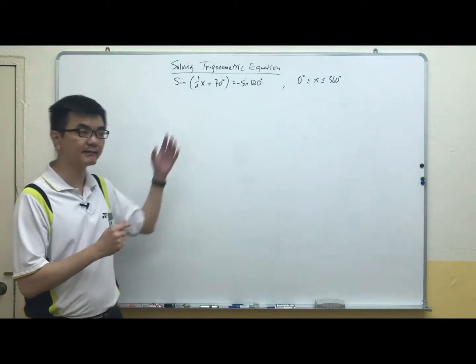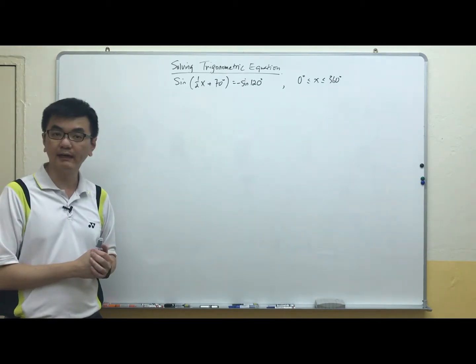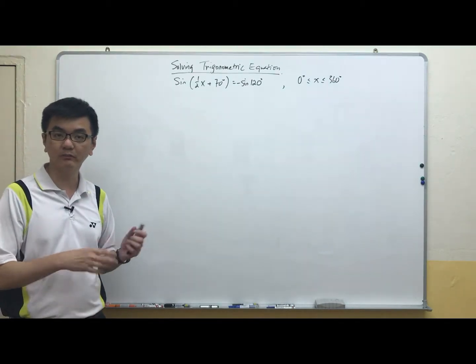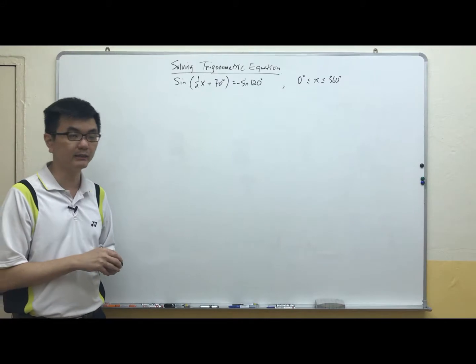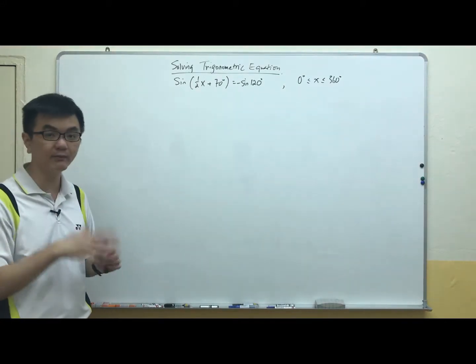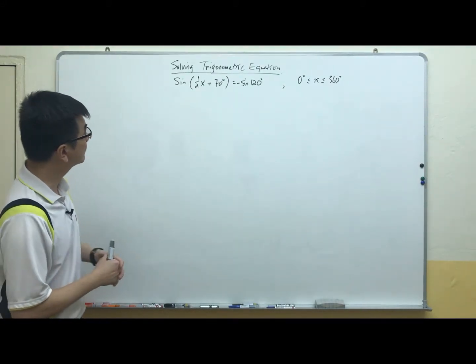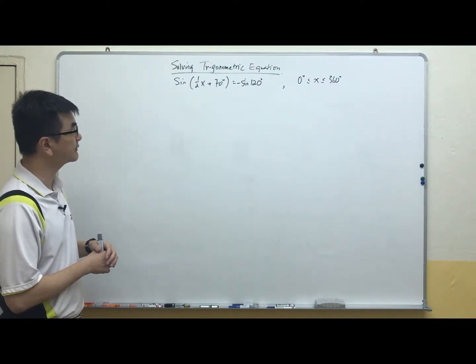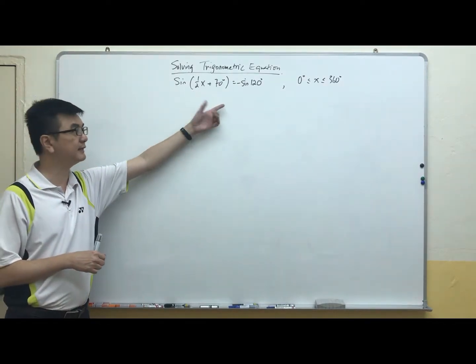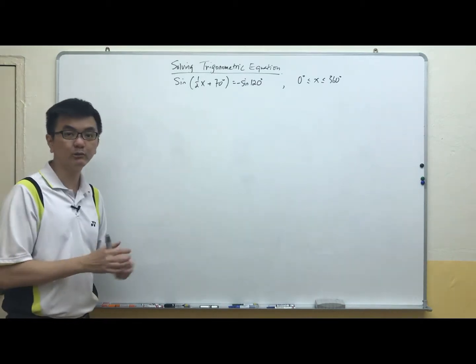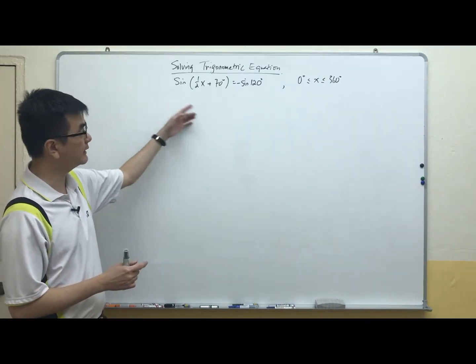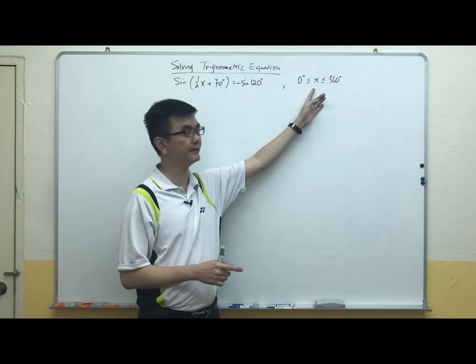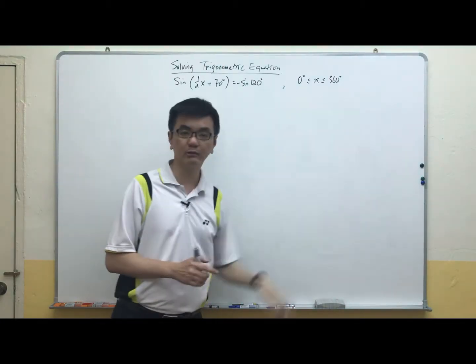Let's take a look at this example to see how we can apply the rules of trigonometry to solve such an equation. Our objective in this case is to find x. I have sine of half x plus 70 degrees equals minus sine 120 degrees, and in this case, my x is an angle between 0 and 360.